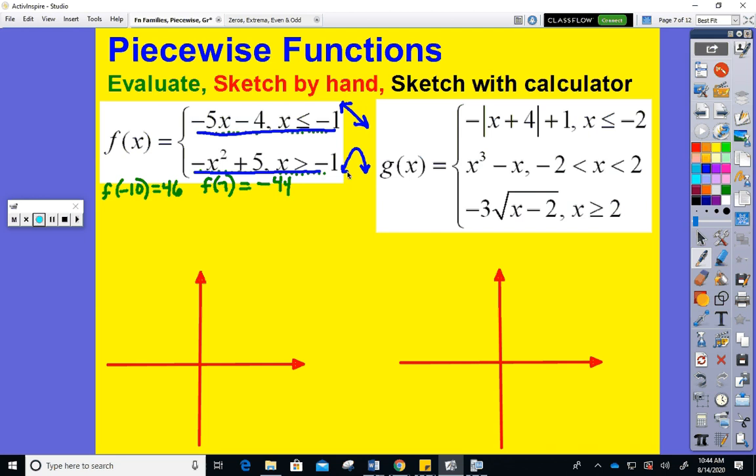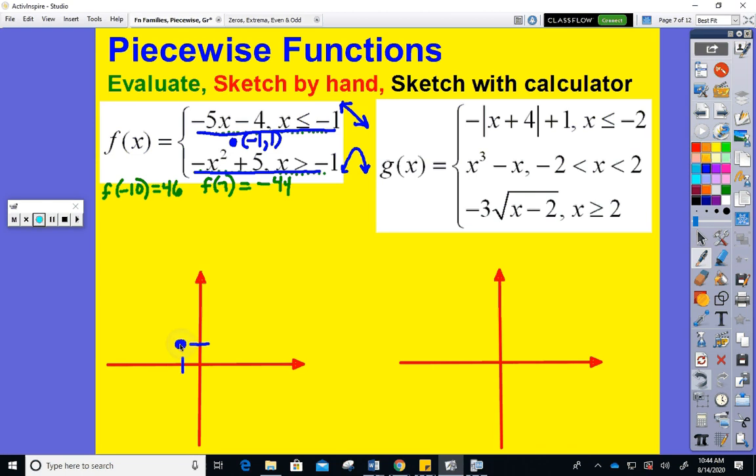Now here's the other thing I know. The first piece of the graph ends with negative 1 closed circle. So I'm going to remind myself, if I plug negative 1 into my first graph, I would have 5 minus 4 is 1. That's a closed circle. So I'm going to plot negative 1, 1, closed circle.